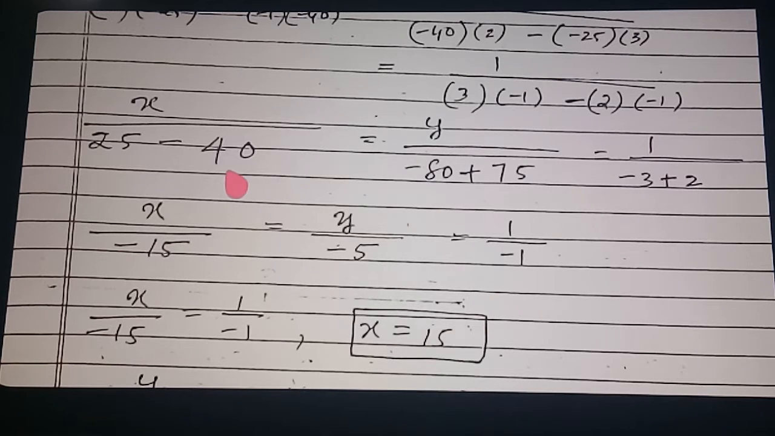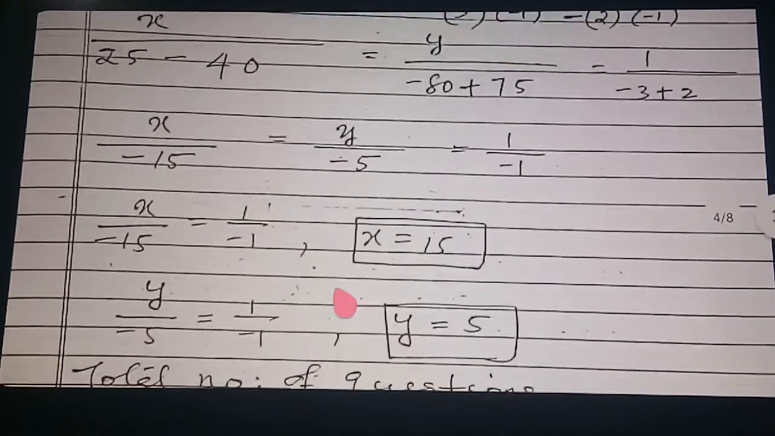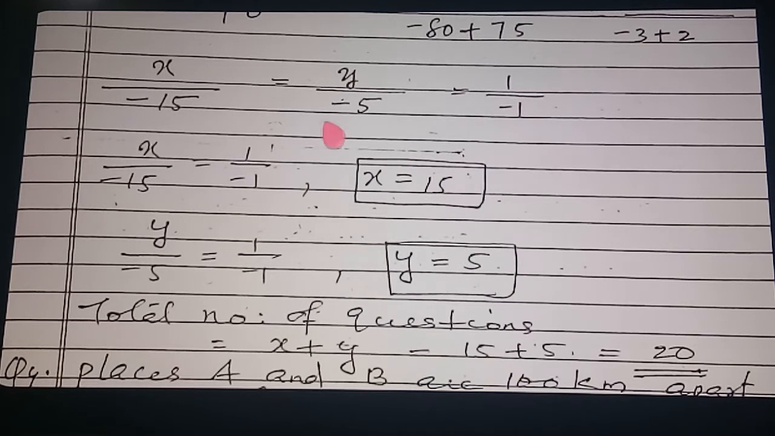So here 25 minus 40 means minus 15. y by minus 5 is equal to 1 by minus 1. So for finding out the value of x, take x and the constant term together. So minus minus will cancel. So the value of x is equal to 15. Cross multiply here, so for the value of x you will get 15. And next one is y and the constant term: y by minus 5 is equal to 1 by minus 1, that is y is equal to 5. Okay, clear now?